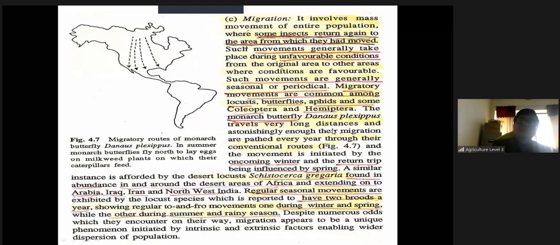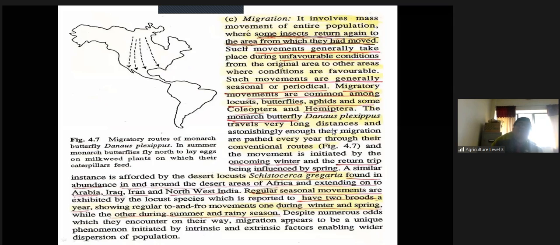When the whole population moves from one place to another place after a certain period of time or after a while, if some of the individuals come back to their original place, then this phenomenon is called migration. Is it clear or not? When the whole population moves from A to B, and some of the individuals after a certain period of time come back from B to A, this phenomenon is called migration.